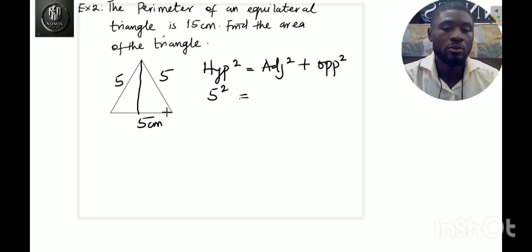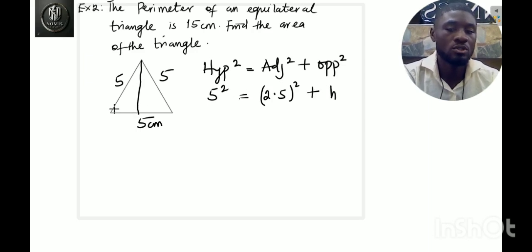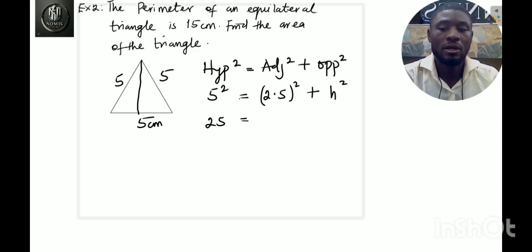This is supposed to be 5 centimeter, but now that has been divided into 2, that means each of this part is 2.5, 2.5. So this is 2.5 centimeter squared. Now the height is what is to be gotten. So plus height is now the opposite of this angle, so h squared. So we have 25 equal to 2.5 multiplied by 2.5.